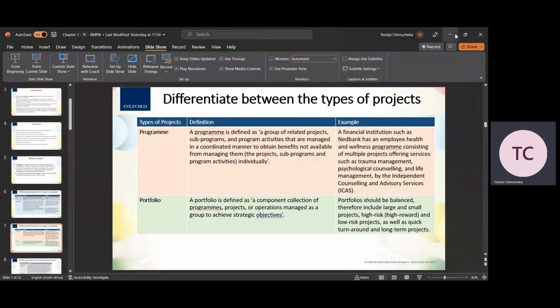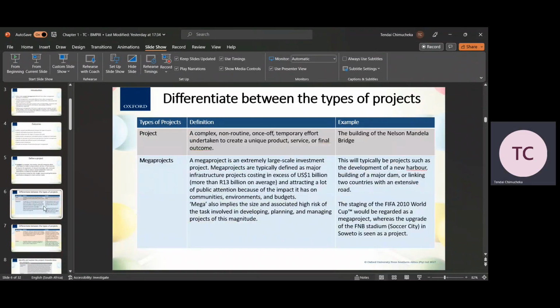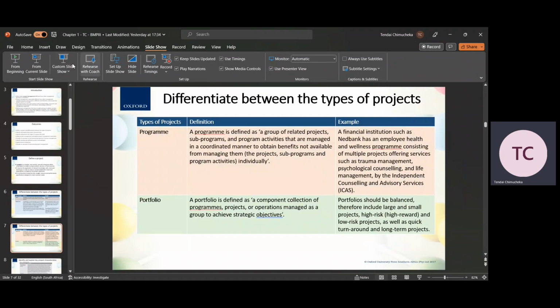So we move on to programs. I am sure we looked at projects, mega projects. Now we move on to programs and portfolios, which are far smaller compared to what we have looked at.